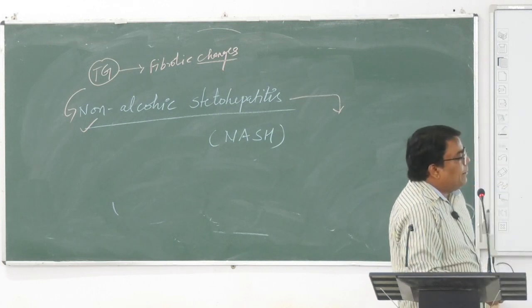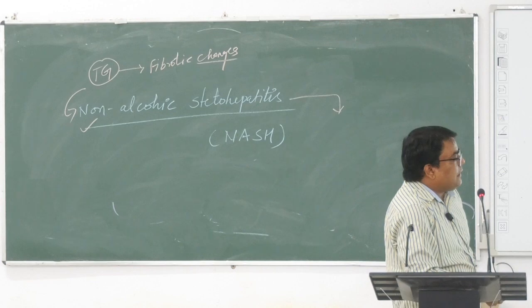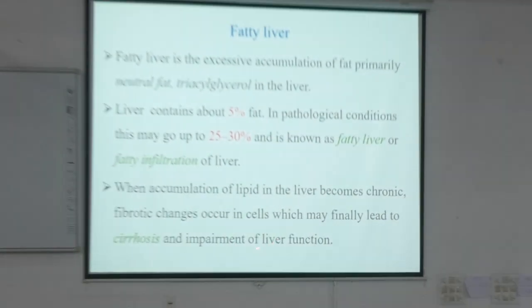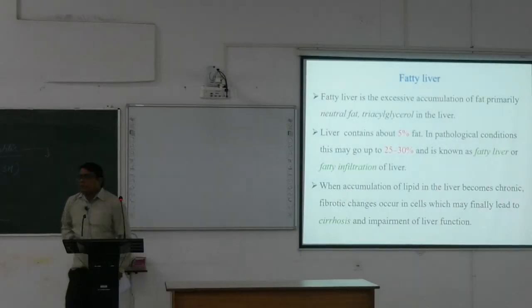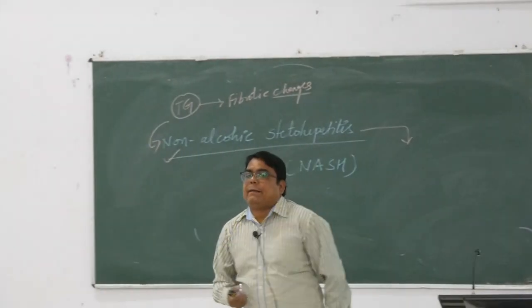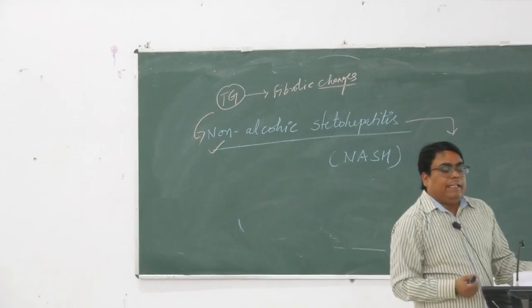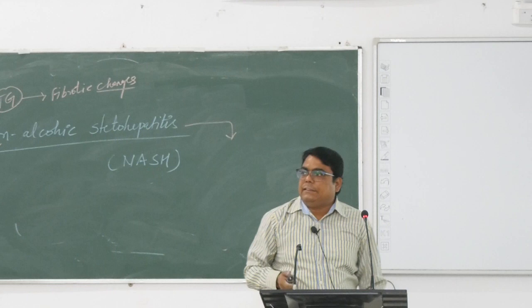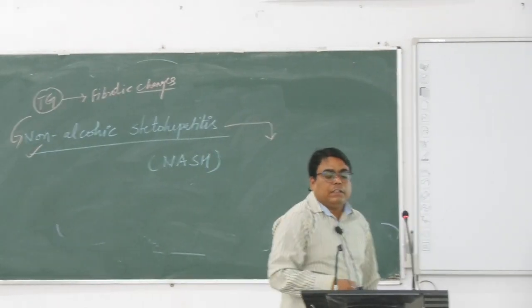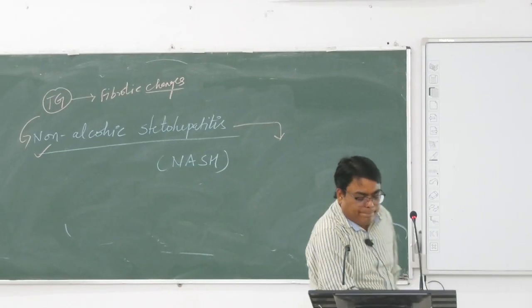When accumulation of lipid in the liver becomes chronic, fibrotic changes in the cells may finally lead to cirrhosis and impairment of liver functions. So what is the function of the liver? This is the main site for metabolism. If fibrotic changes occur, there is more deposition of free fatty acids, and these free fatty acids are not generally used. Okay.